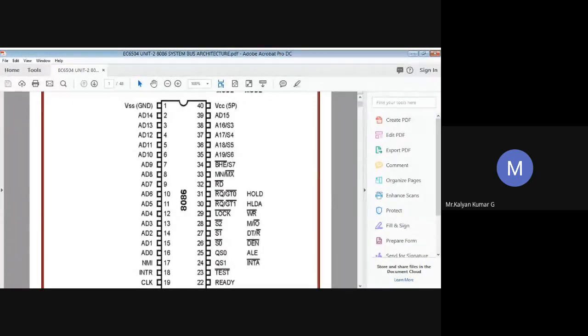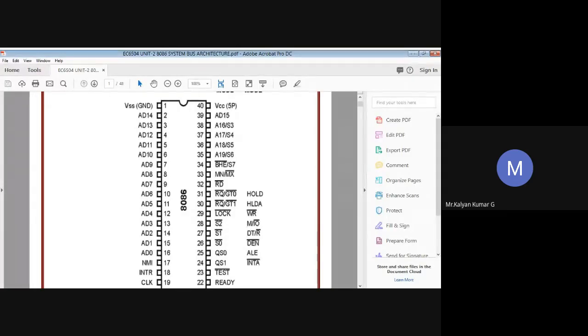RD bar is the read control. TEST means wait on test control, so again it's an input type of pin. And READY means wait state control pin, so again it's an input.